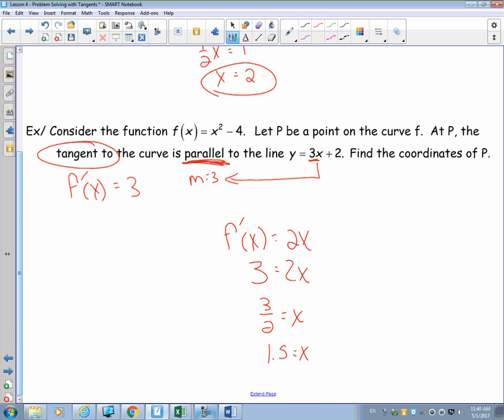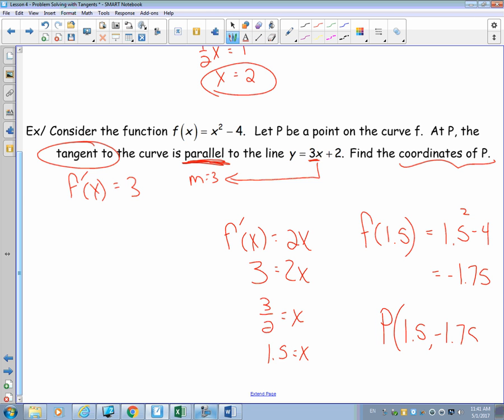This happens at 1.5. But I was asked to find coordinates. So if I want to find coordinates, I have to go back to my function, sorry, and plug in 1.5. So 1.5 squared minus 4, that's going to give us negative 1.75. So P, the x value is 1.5, and the y value is negative 1.75. There's my point.